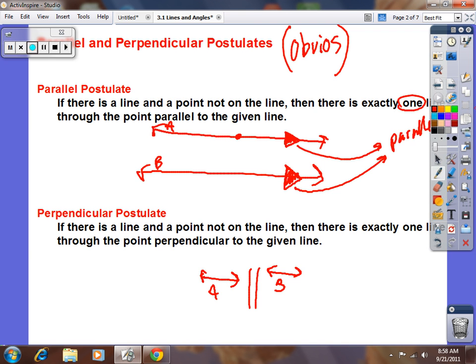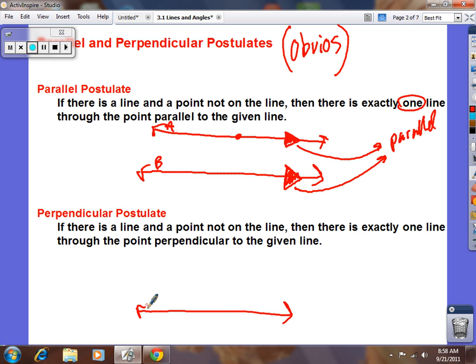Okay, the perpendicular postulate. It's kind of obvious, kind of common sense. If there is a line, so let's draw a line. And there is a point not on the line, so let's draw a point somewhere out here. Then there is only one line that can go through this point and be perpendicular to that line. And it would look something like this. Perpendicular, that means they intersect at 90 degrees.